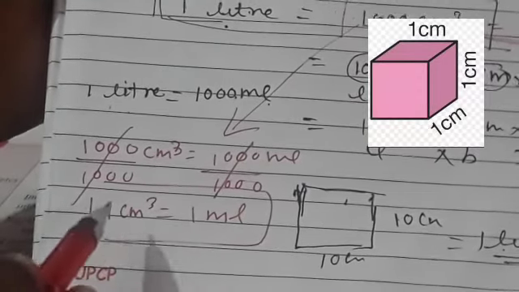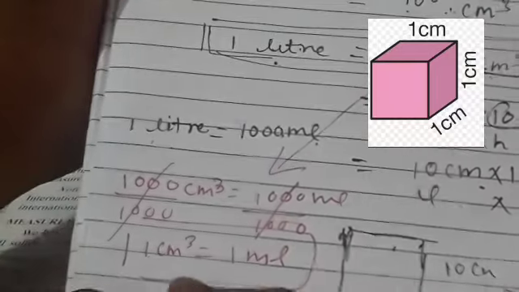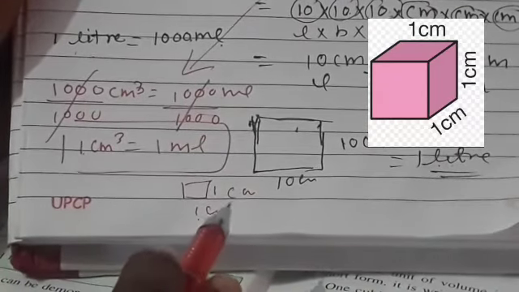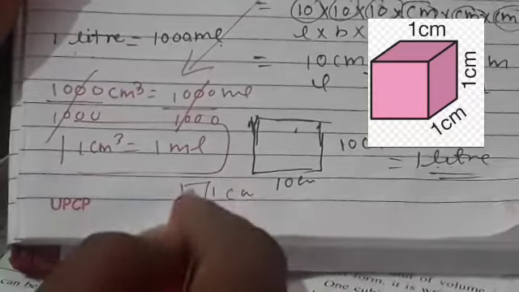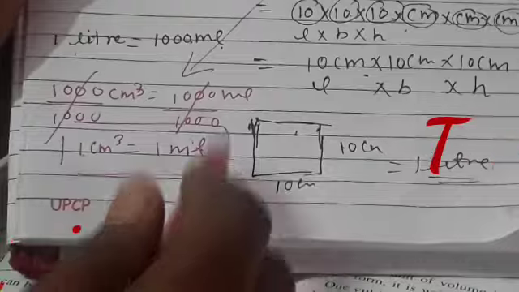It means 1 centimeter cube equal to 1 milliliter means if you have any small jar whose length, whose breadth, whose height is 1 centimeter, 1 centimeter and 1 centimeter, and if you pour some water in that, then definitely the amount of water in this box is equal to 1 milliliter. Hope you understand. Okay, thank you.